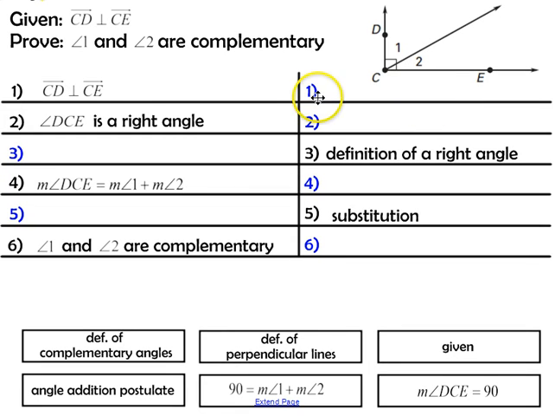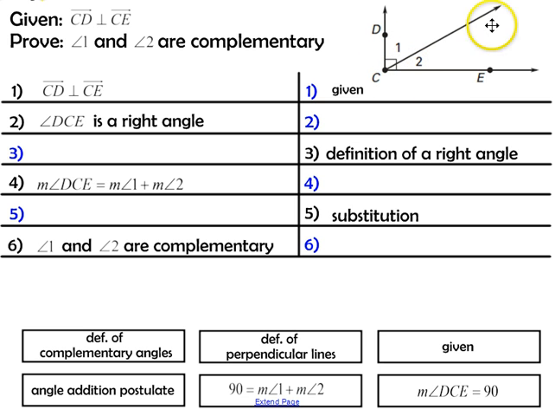So for number 1, how do we know that ray CD is perpendicular to ray CE? Because that's what's given to us in the prompt. Then we want to know, how do we know that angle DCE is a right angle? So DCE, how do we know it's a right angle?